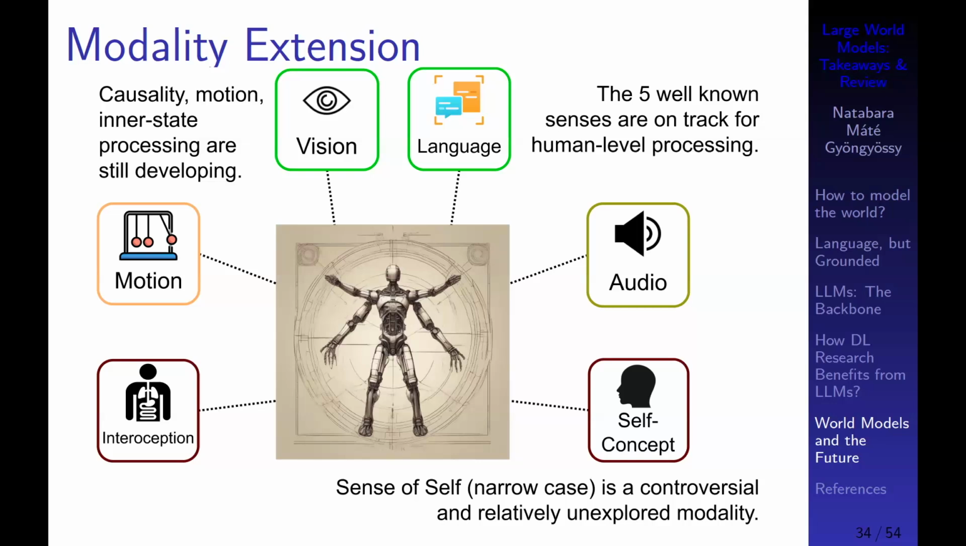Interoception, like having an inner state representation for a model, for a robot, for example, is also in its baby shoes right now. And we have something which is kind of controversial and no one really touched yet, the self-concept as a modality. So let's forget about these now. These will be the future, and let's focus on the classical five human senses.